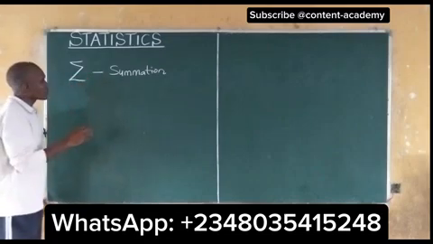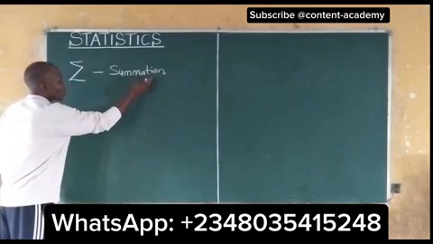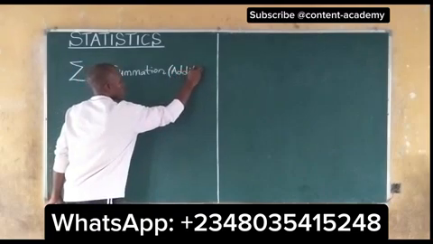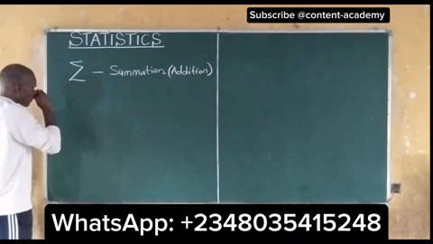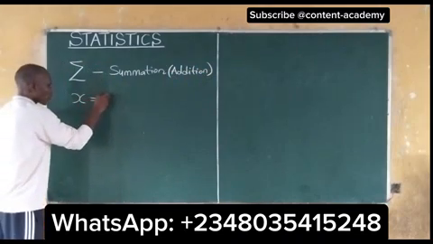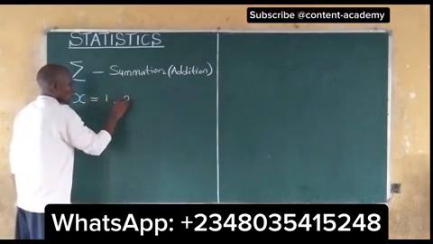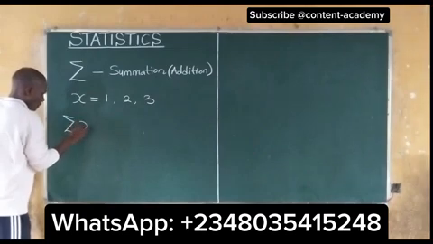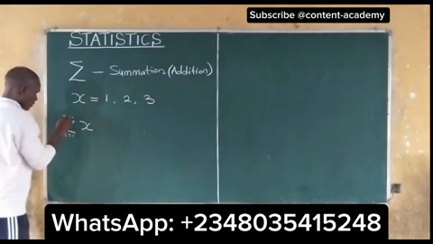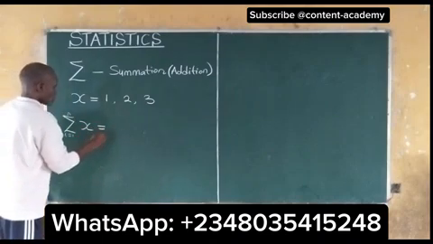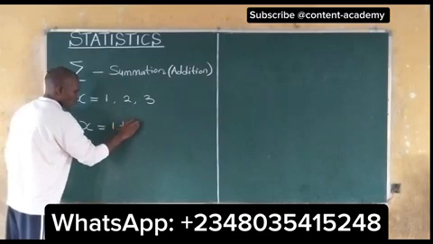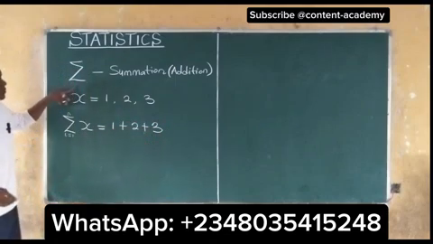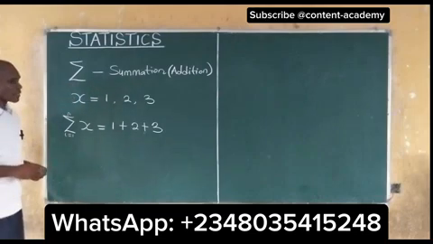How is this sign used in statistics? For example, the word summation also means addition. So if you have, say, if these are your values, say 1, 2, and 3. Now, the sum of x as i running from 1 to n will now be equal to 1 plus 2 plus 3. So this is how this sign is being used. This sign is called the summation sign.